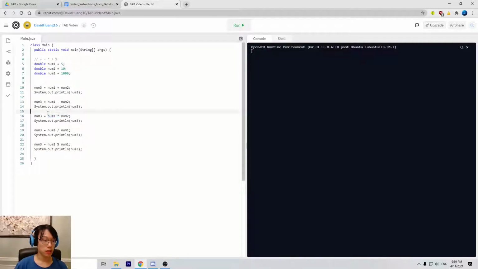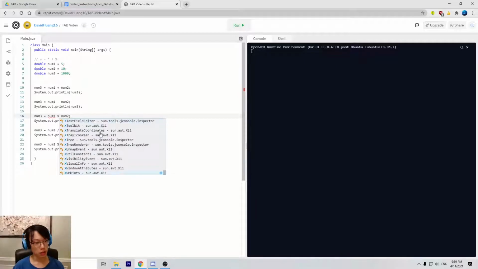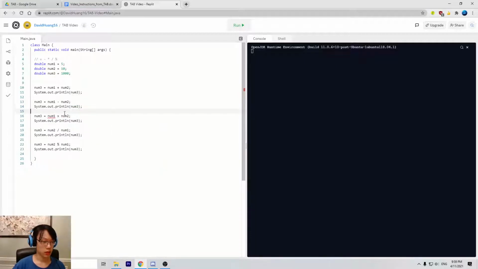Multiplication is also very simple. The one thing to note is that in Java, you don't use the x sign. This is incorrect. It really doesn't know what that is. It's not a real math operator in Java, and it won't know what to do. Instead, we use an asterisk, not an x. And generally in math, I'm sure asterisks are a little more common. But yeah, num1 times num2, you get 50.